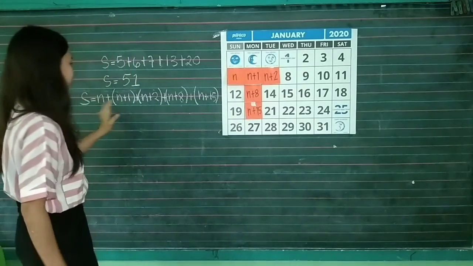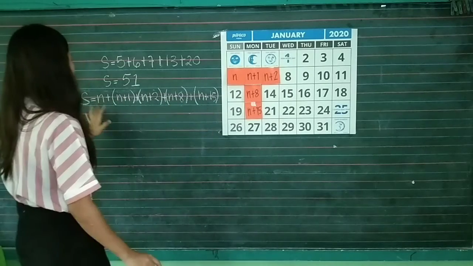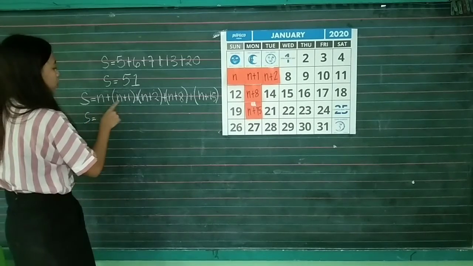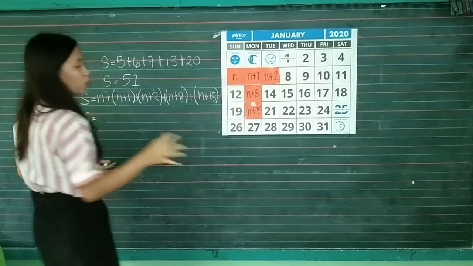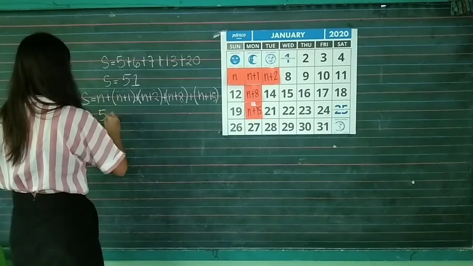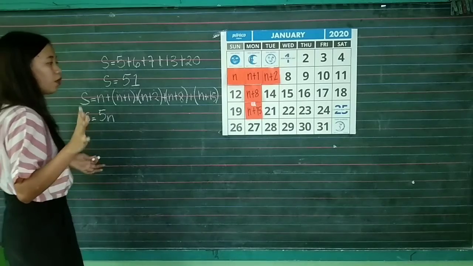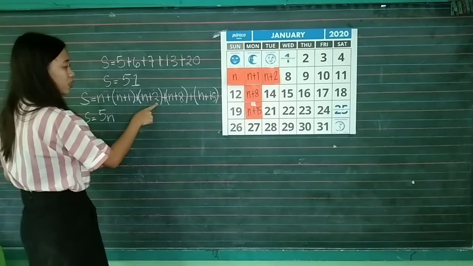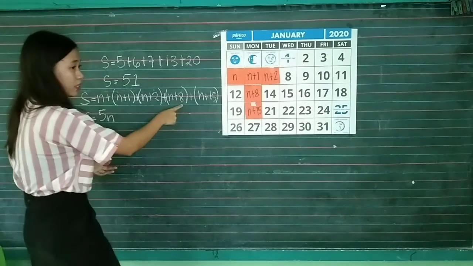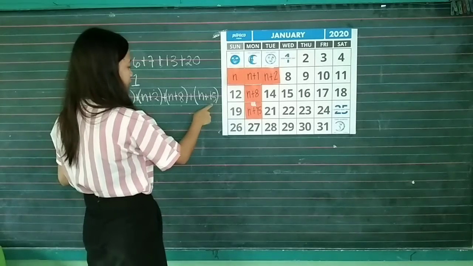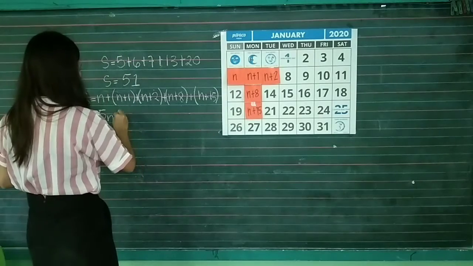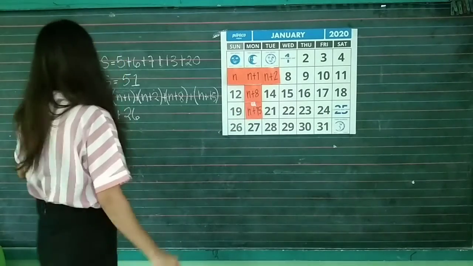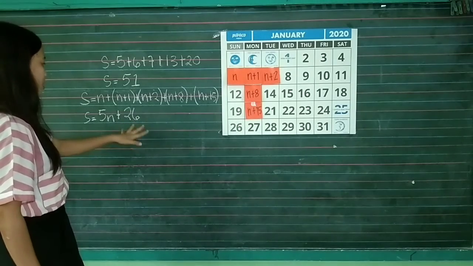to combine like terms. So all the like terms, n. Let us count. How many n do we have? We have 1, 2, 3, 4, 5. So we have 5n. Next, let us combine the whole numbers. So we have 1 plus 2 is 3, plus 8 is 11, plus 15 is 26. So our general formula for the T-shape is 5n plus 26.